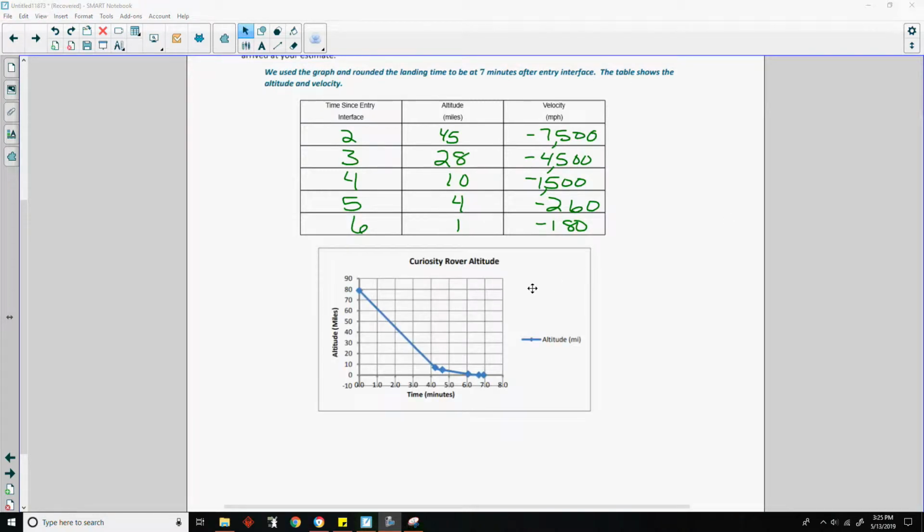Okay, so here is the graph, altitude with respect to time. And we started way up here at 0. So at time since entry 2, we were at 45. So 2 is right here, 45. Let me get a pen so it points better. So 2 is right here at 45. At 3, we were down to 28. At 4, we were down to 10. At 5, we were down to 4, and at 6, we were down to 1. So that's this graphed.